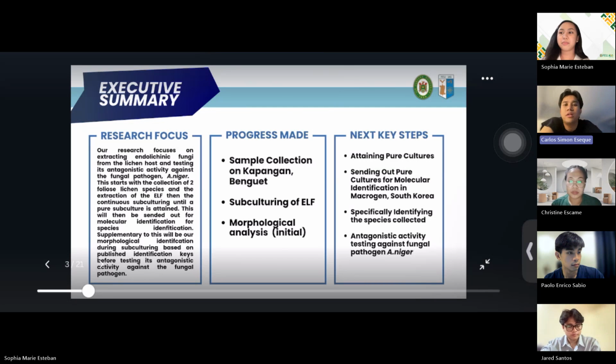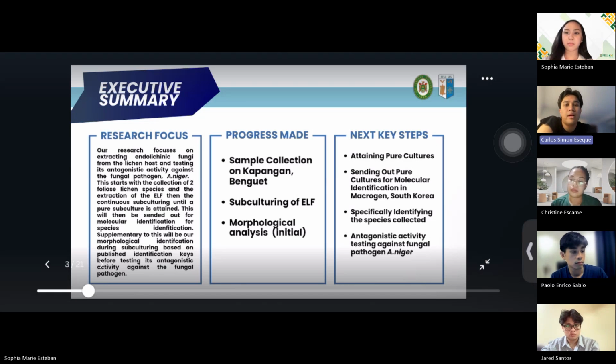So our research focuses on extracting two species of endolichenic fungi from the lichen host and testing their antagonistic activity against the fungal pathogen Aspergillus niger. The extraction of the ELF will be through continuous subculture until a pure subculture is attained. This will then be sent out for molecular identification in Macrogen, South Korea.